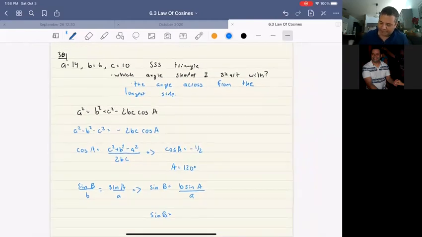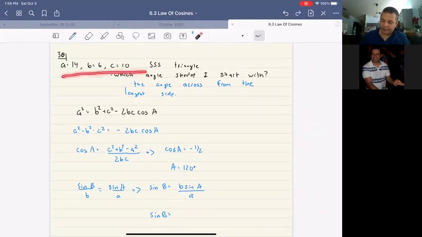So sine of B equals 6 times sine of 120 divided by 14. So I get 0.37. Inverse sine, I get 21.78, which is approximately 21.8 degrees.